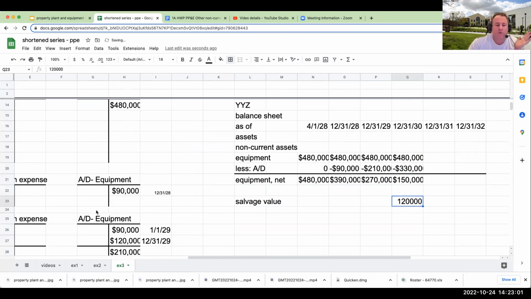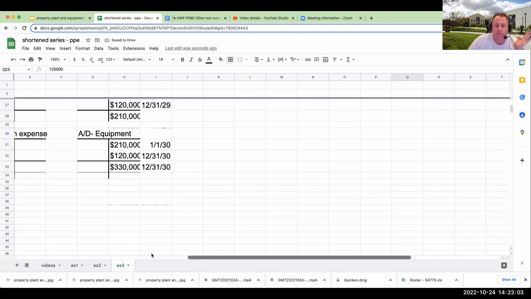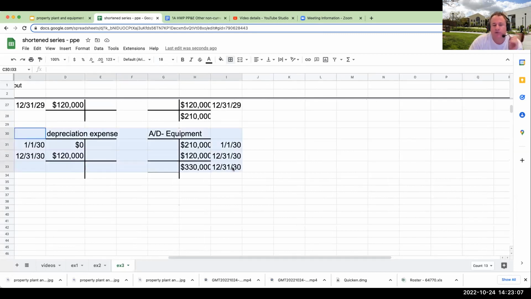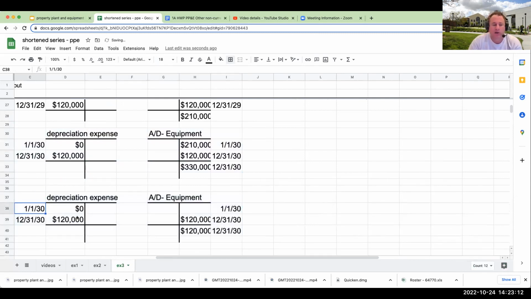So when we get to 12/31/31, if I kept on doing what I was doing, my 1/1/31 balance here is 0. And if I took a full year of depreciation of 120, what's going to happen? My 1/1/31 balance right over here is going to be 330. This balance would now be 450.